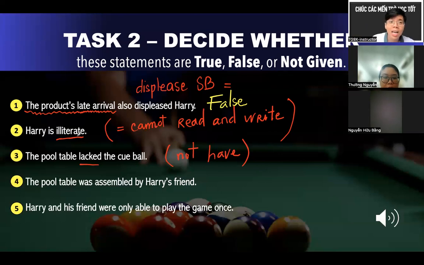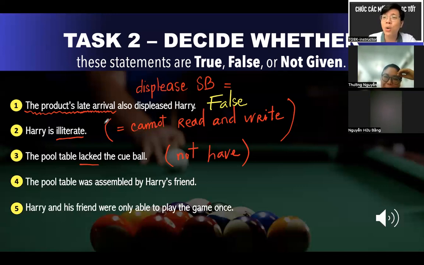Number 2, illiterate? False. You agree? Not given. So why false and why not given? He can spell his name. Oh, he can spell his name. That's logical, right? He can spell his name, so you cannot say he is illiterate. Okay, I didn't expect that, but you are right, Anphuk. Thank you. So it is false, that's right.